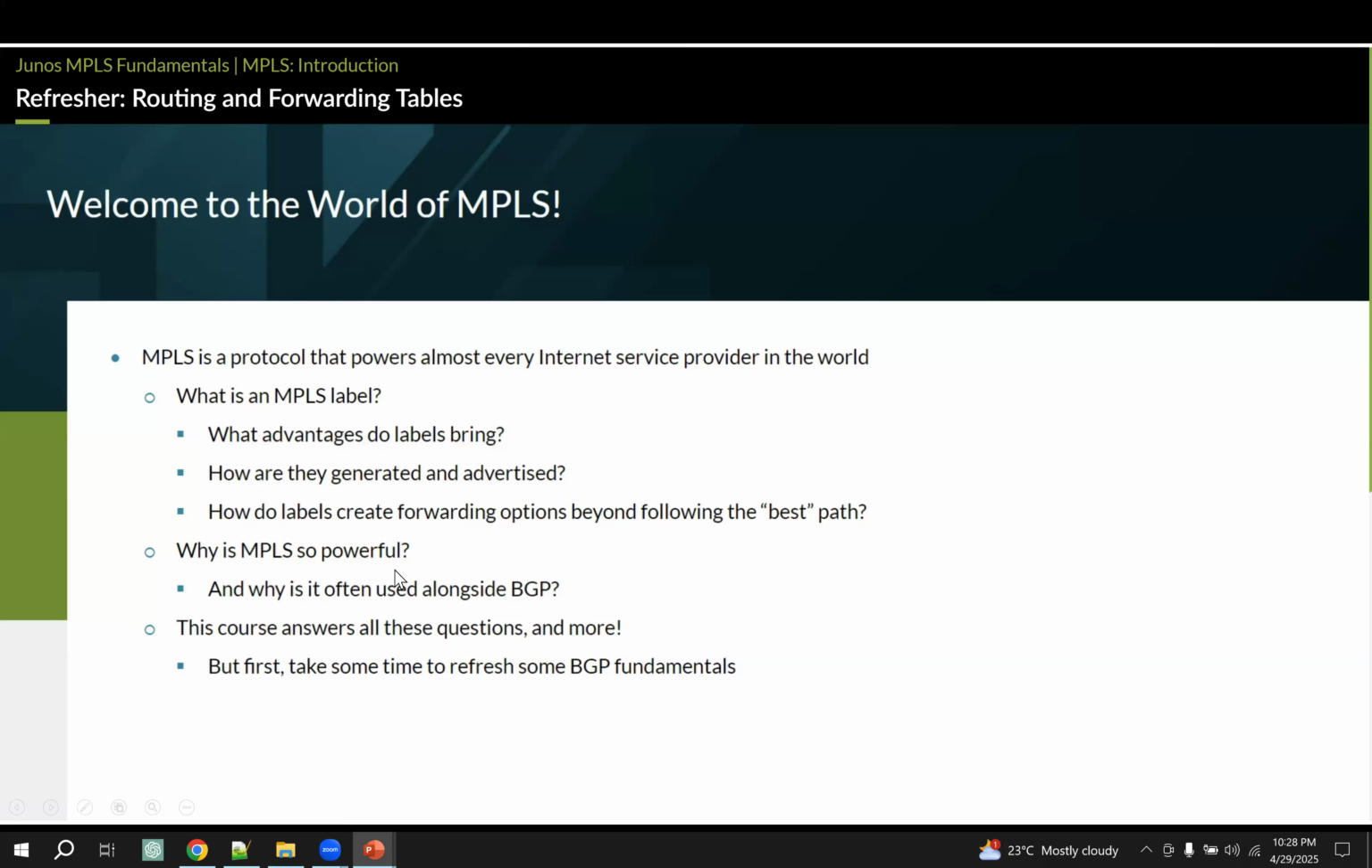Why is MPLS so powerful? And why is it often used alongside BGP? There are many questions. Why do we use MPLS? What is the advantage? Why is it powerful? Why do all service providers choose this one? So many people here. I will give you the correct answer. Enter the MPLS journey.